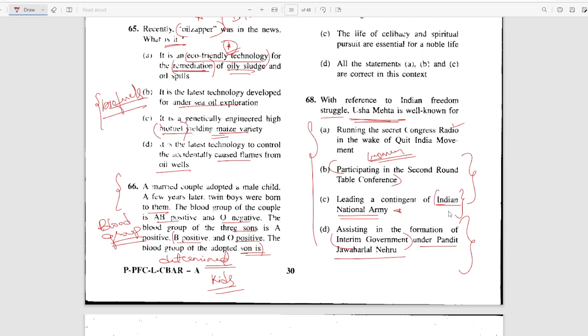You have to read about the Indian National Army, where it was formed, who were the leaders, and what were the names, and all other things. And then the interim government, who were part of the interim government, and what were the responsibilities. So please go through these basic things.